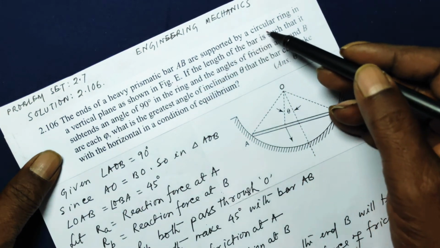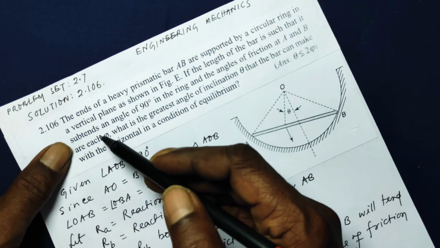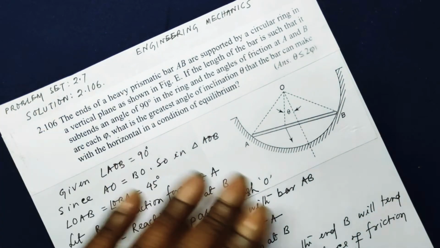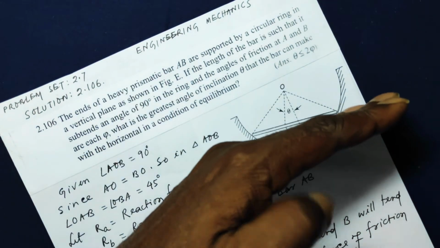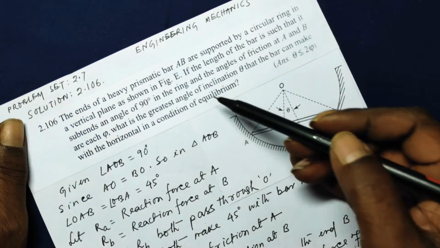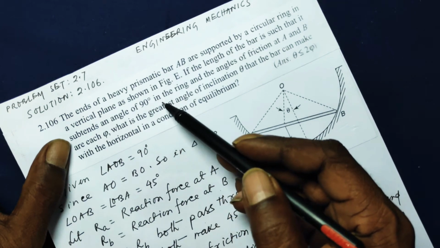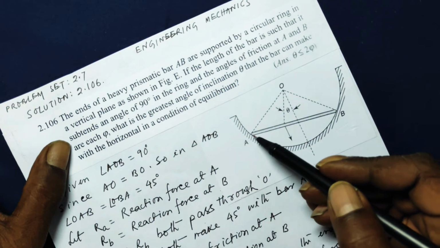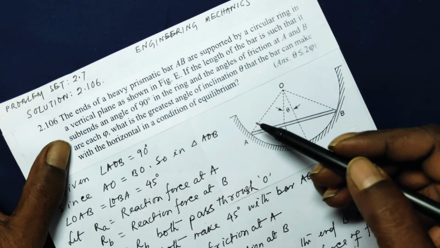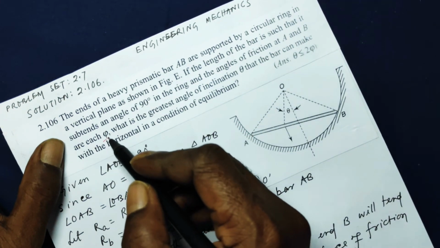The bar is supported by a circular ring. This is a circular ring in a vertical plane. The circular ring is not horizontal, it is like this, vertical, and the prismatic bar is supported. The length of the bar is such that it subtends an angle of 90 degrees in the ring, this end of the bar and this end of the bar at point O, and the angle of friction at A and B is phi.